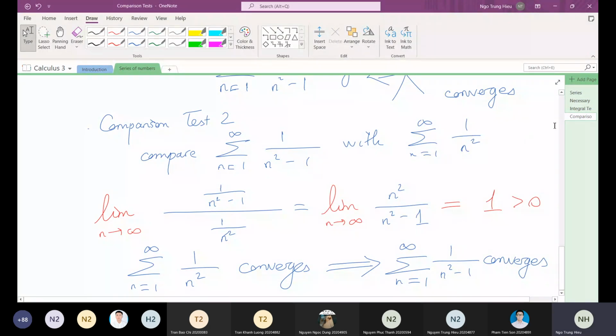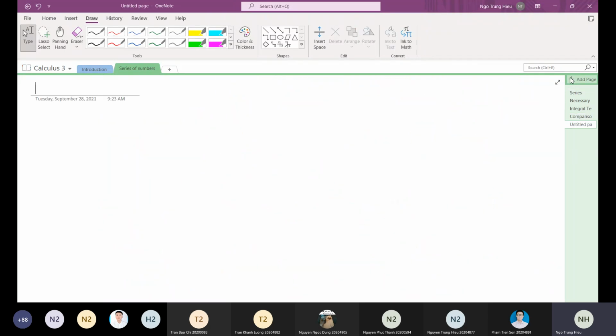All right, so we have many tests for convergence or divergence. So let's move on. All right, so our next theorem is a theorem of D'Alembert. It's also a convergence test, right?